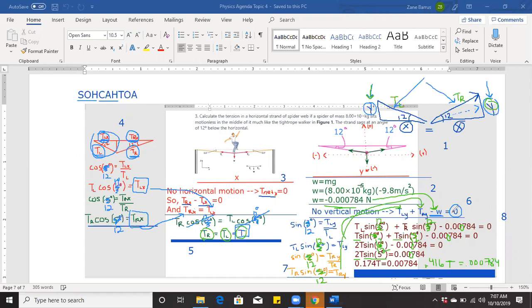Okay, and since I'm kind of running out of room here, I'm gonna write my final answer over here on the left-hand bottom side of the screen. So T should be equal to 0.00188 newtons. Okay, that is our final answer.